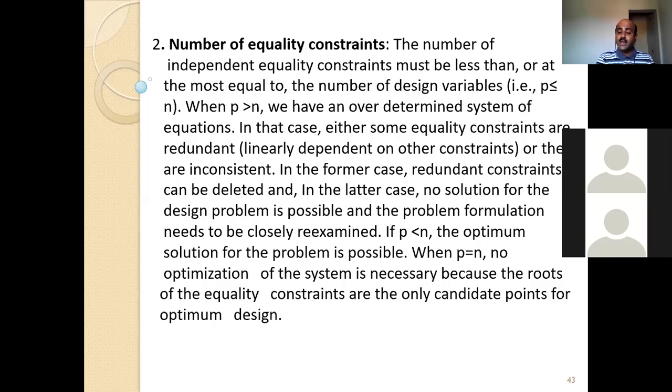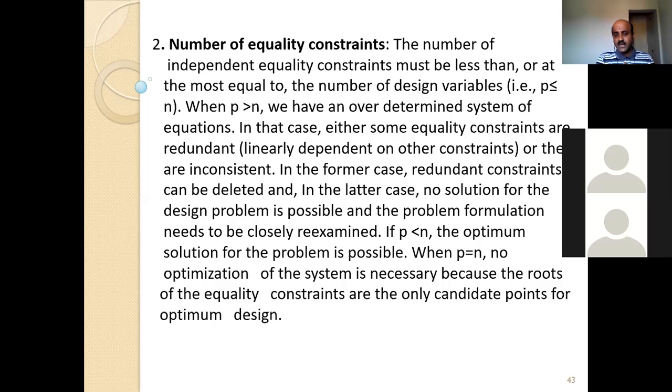Redundant constraints can be deleted, and in the latter case, that is in the inconsistent case, no solution for the design problem is possible and the problem formulation needs to be closely re-examined. So this is very important. Please look at that. Make sure that the number of equality constraints should not exceed the number of design variables.